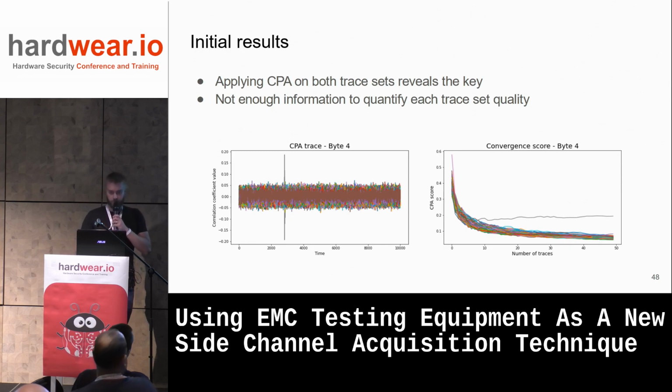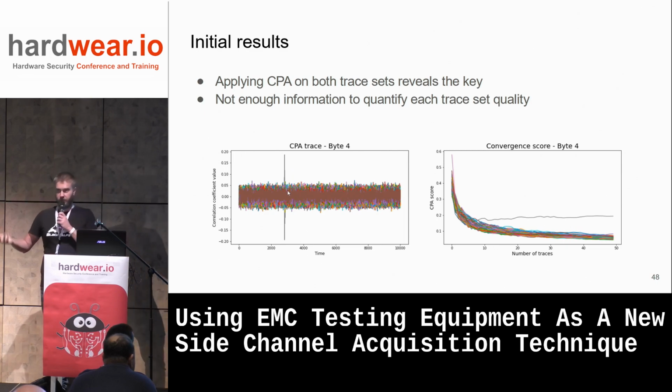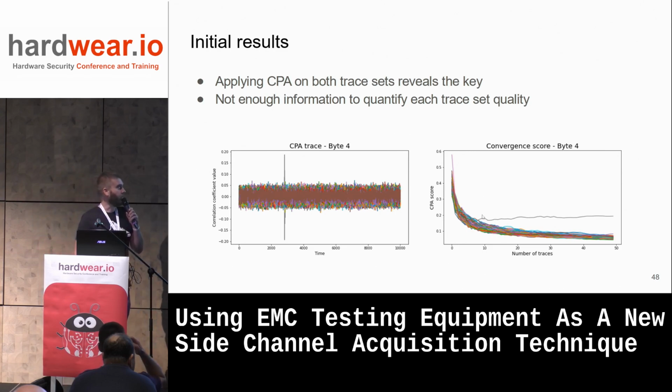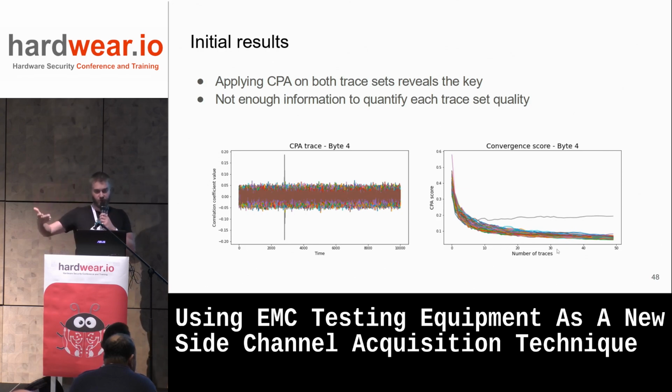That means it works. So here on the left, the graph represents the time and the correlation value for a specific key byte that you want to recover. On the right, what you have is, for every key candidate, the correlation value based on the number of traces on the x-axis. So the more traces you have, the more correlation you will have, so the more confident you will be that it's the correct key byte.